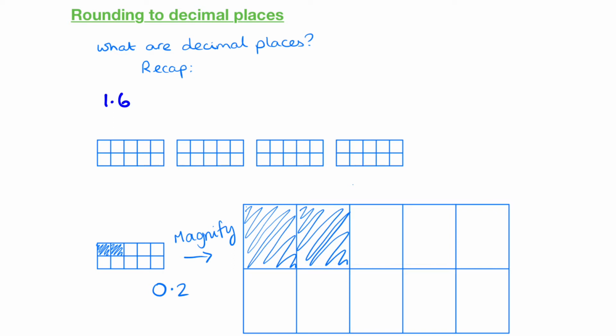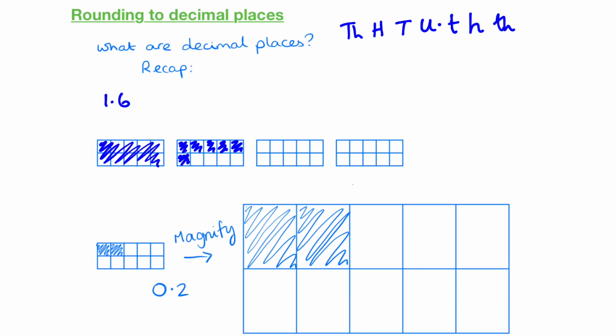So let's just recap those columns. So we've got units, tens, hundreds and thousands. After the units come the tenths, then the hundredths, and then the thousandths, and the 10,000ths, and so on. Okay? So 1.6 means 1 whole one and 6 tenths. Okay? We can represent that in a diagram by shading in 1 whole one and then 6 tenths.